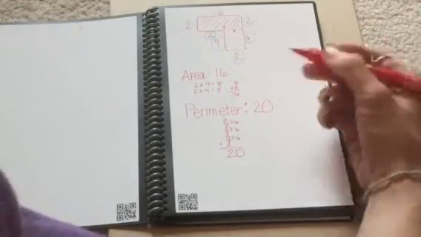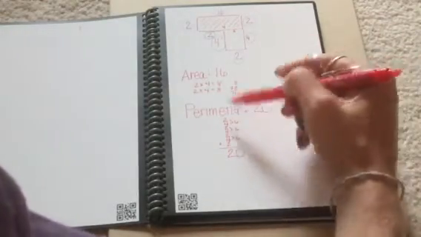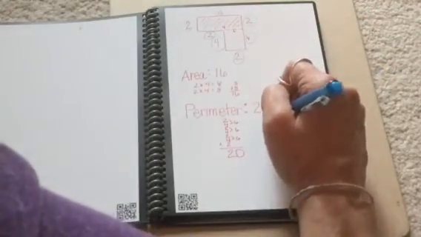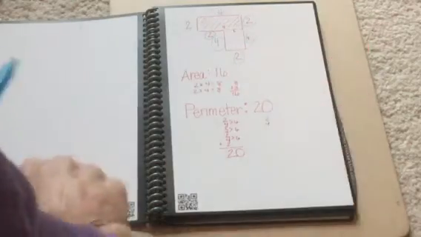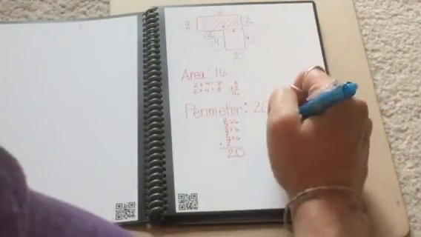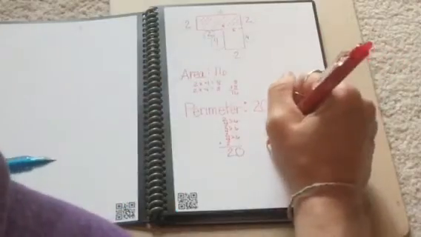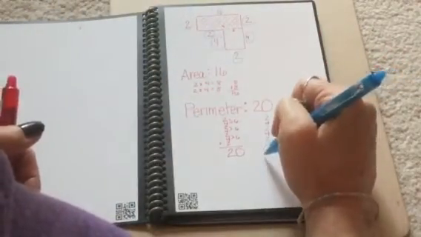Excellent. Another way you could look at this perimeter, because all of the numbers are the same, you could set it up and look at it a different way. You have your 2. I'm going to color code them. 4, 2, 4, 2, 4, and 2.